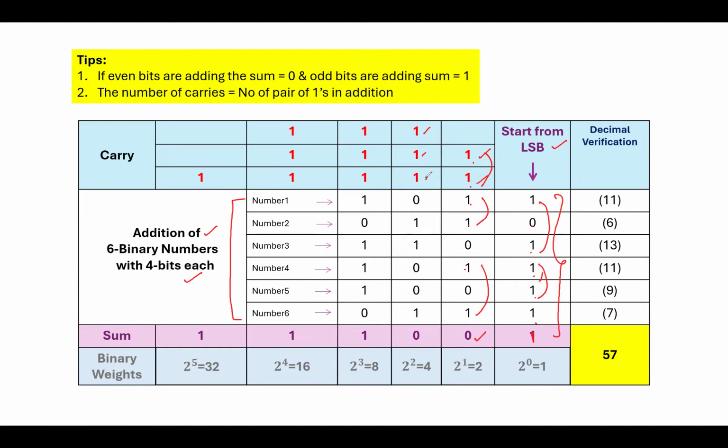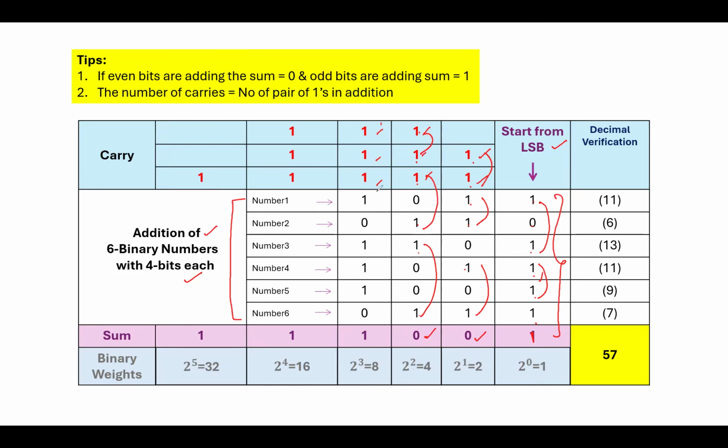Now including these carries, we should add all these bits. Again count 1, 2, 3, 4, 5, 6. Even number of ones, so that sum is 0. 6 means again these two one pair, these two another pair, these two another pair. 3 pairs are there. So that 3 carries forwarded to the next position.